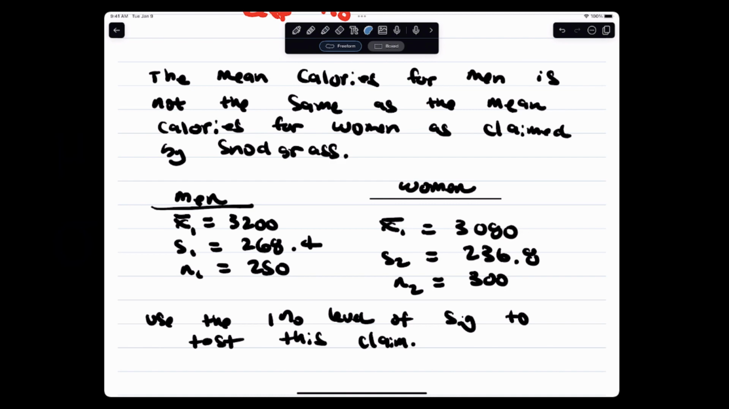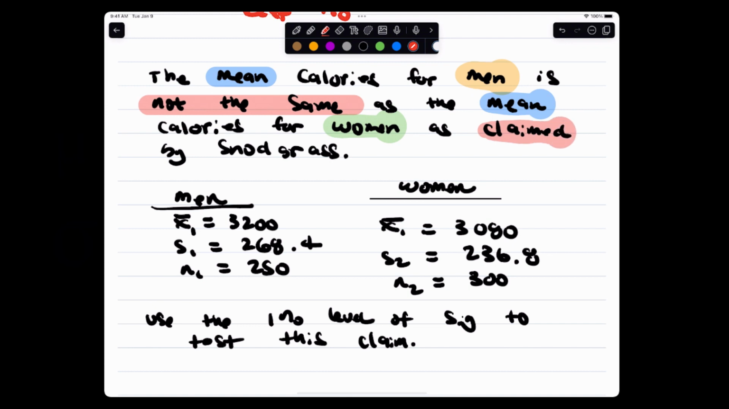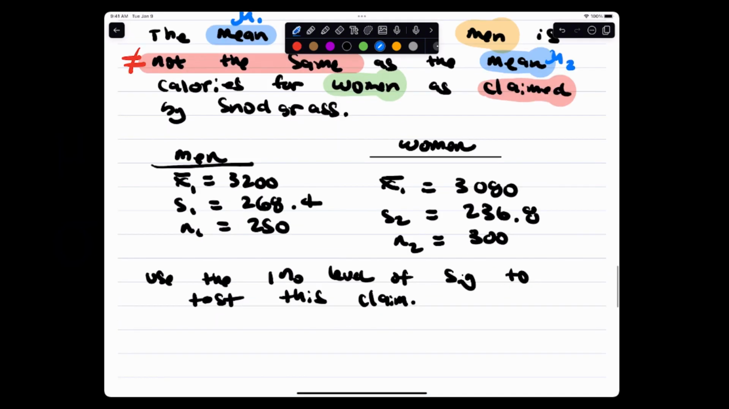Okay, let's go through this. You guys okay with that? What does it say? The mean calories for men is not the same as the mean calories for women. And then that's the claim. And how do you write is not the same? Is not equal.